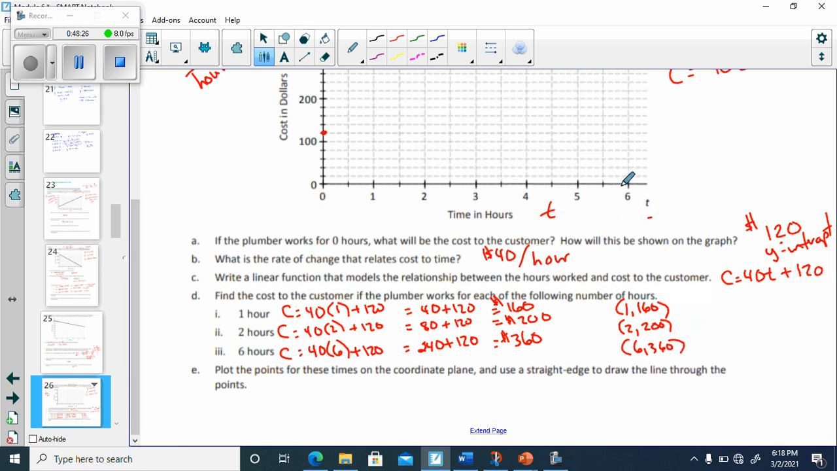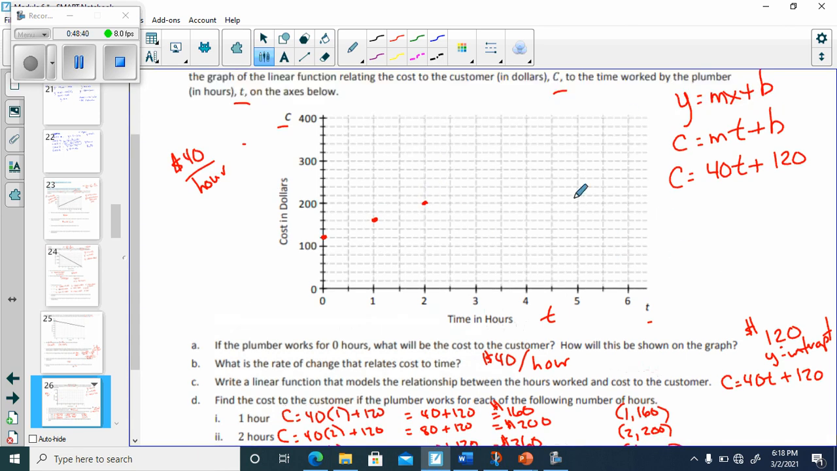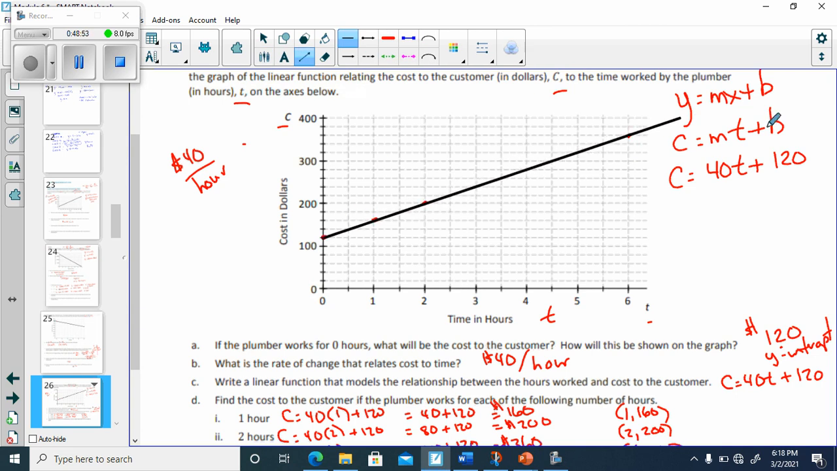Okay, let's put those on there. 1 hour is $160. See, this is 120, 40, 60. 2 hours is $200. 6 hours is $360. Let's see, that's 300, 20, 40, 60. Okay, all I got to do now is put my line through it, right? Okay.